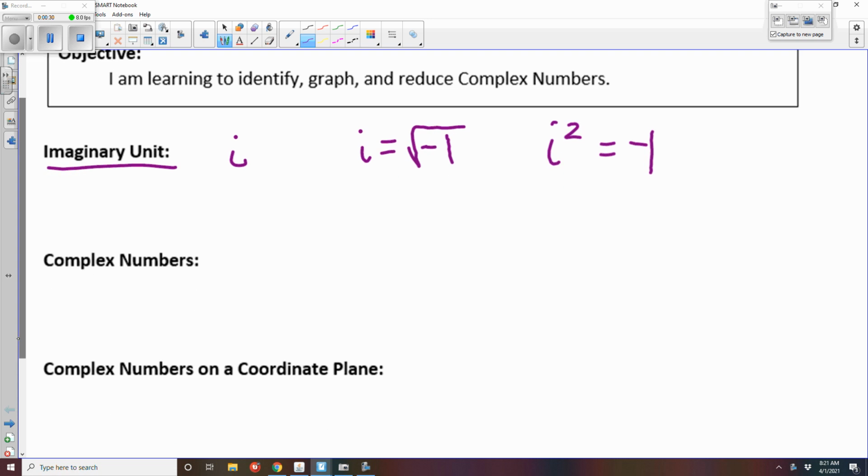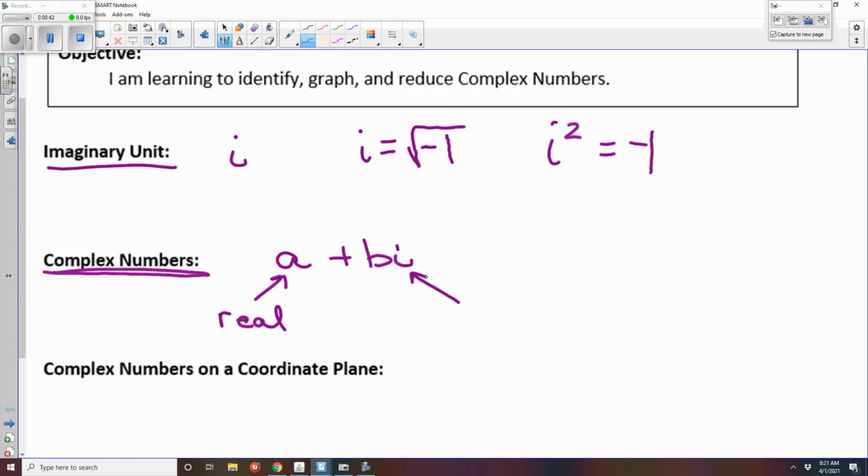Our next vocabulary word is complex numbers. A complex number is a + bi, in which a is your real part and bi is our imaginary unit.